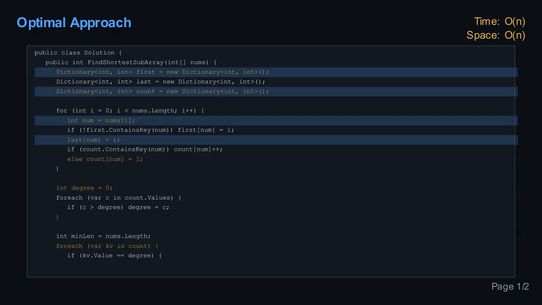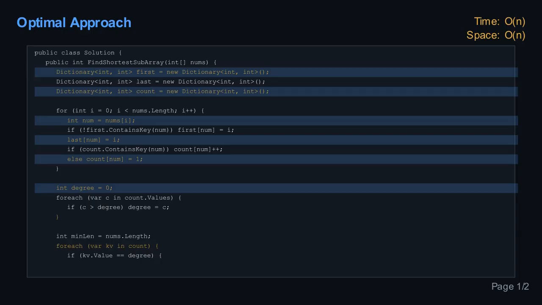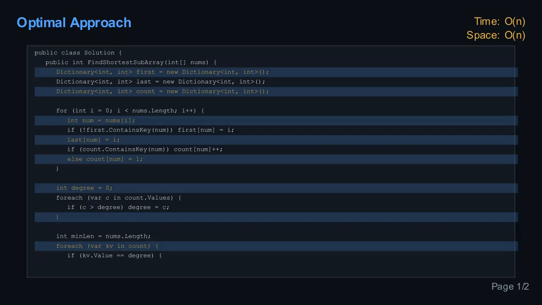We declare a dictionary for first indices, a dictionary for last indices, and a dictionary for counts. As we scan the array, if a number hasn't been seen before we record its current index as the first occurrence, we always update the last occurrence to the current index, and we increment its count. After the scan, we determine the maximum count, that's the degree. Then we iterate over the numbers that have that maximum count and compute the length of their span as last minus first plus 1, keeping the minimum. That minimum is the answer.